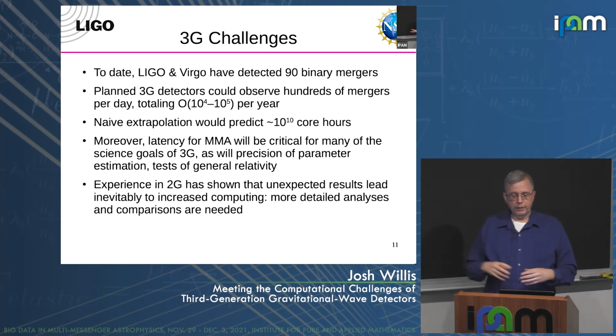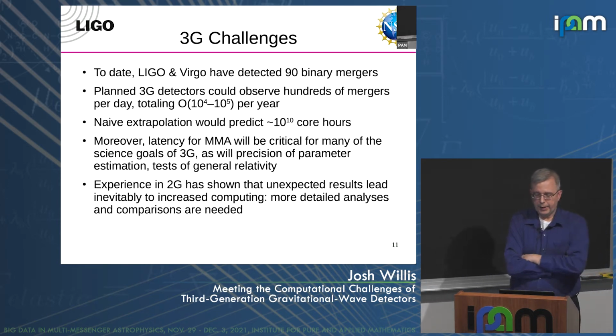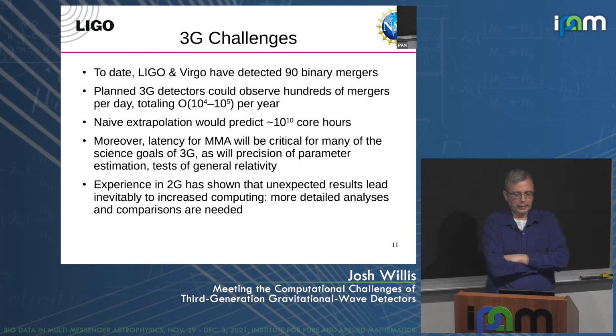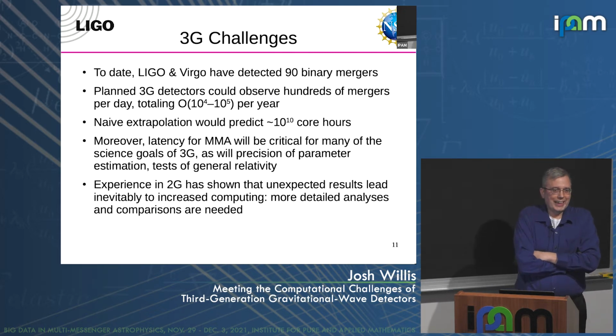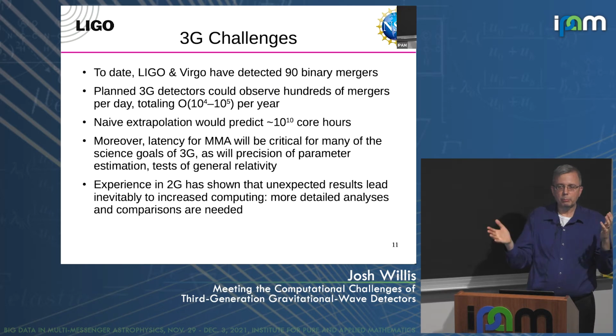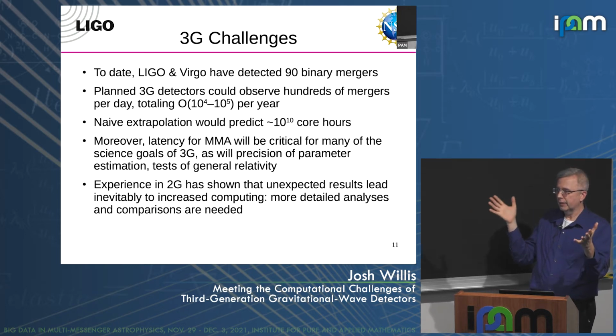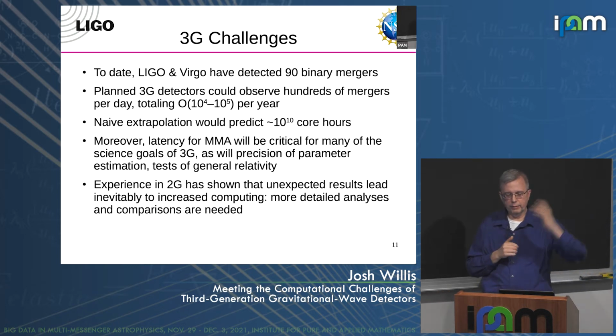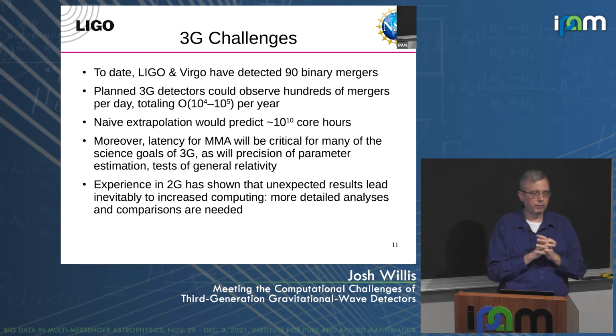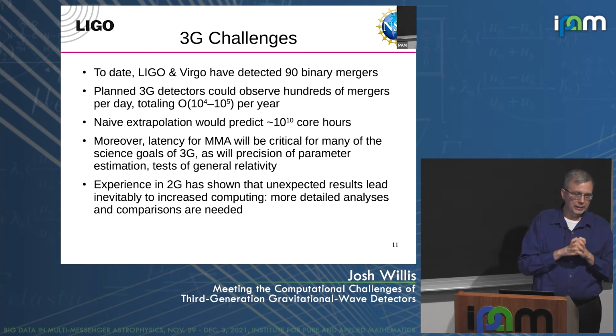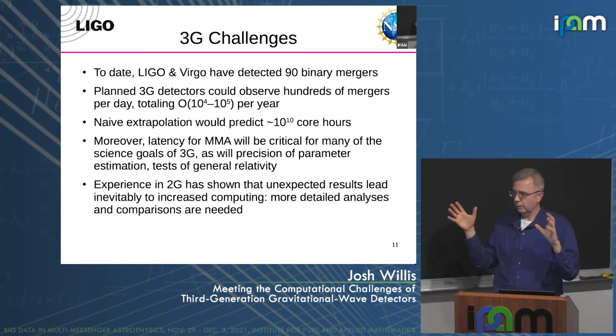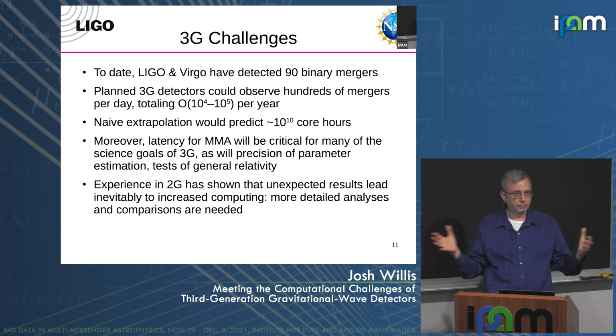So far, we've detected 90 binary mergers. I think that's current as of a week or so ago, that's all public. Planned 3G detectors could detect more binary mergers than that per day. So depending a little bit on where you think the lower end of that noise curve is, you could be looking at anywhere from of order 10,000 to almost 100,000 mergers in a year of continuous observing time.